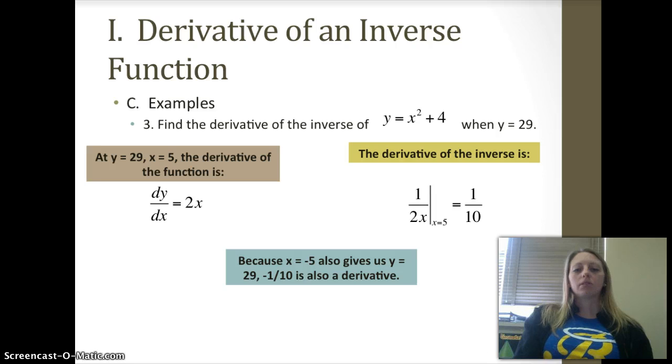One thing to keep in mind with this example is that because we're squaring it, x could also be negative 5, it's quadratic. It also gives us negative 1 over 10 if we plugged in negative 5. So that's just something to keep in mind.